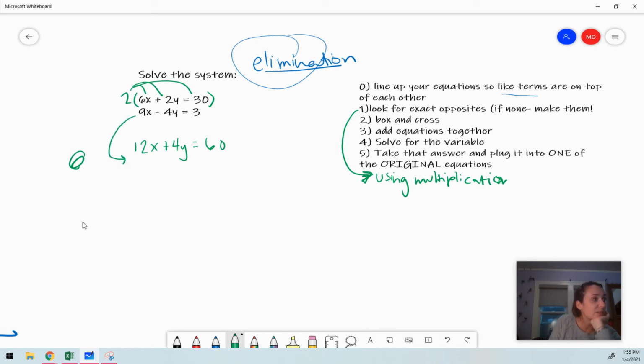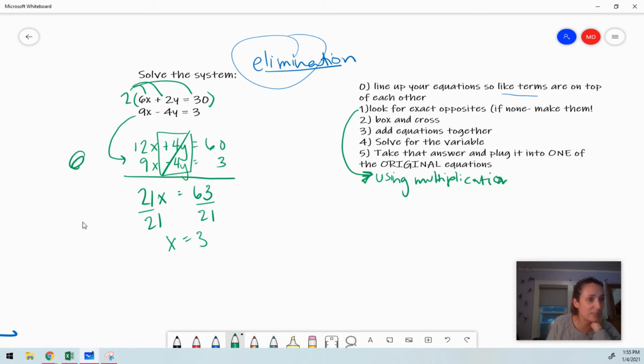Now if I take this other equation and I line it up right underneath, 9x minus 4y equals 3. You see how now we do have exact opposites? And I can solve this, right? Now I can box these and cross them off. I'm left with 21x is equal to 63. I divide by 21, I divide by 21, I'm left with x equals 3.